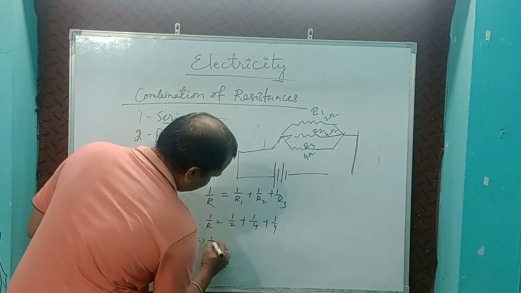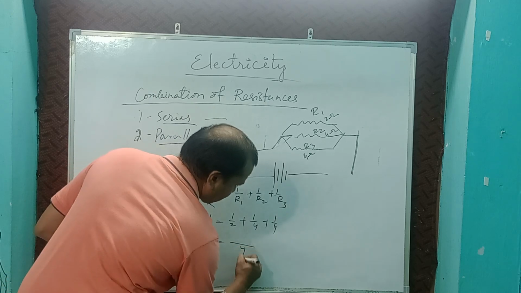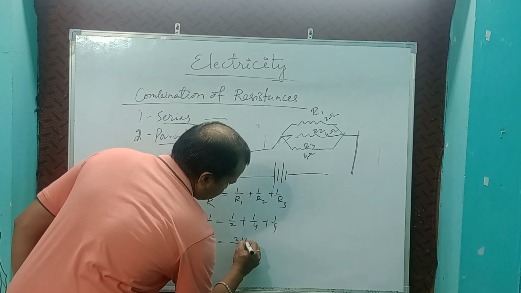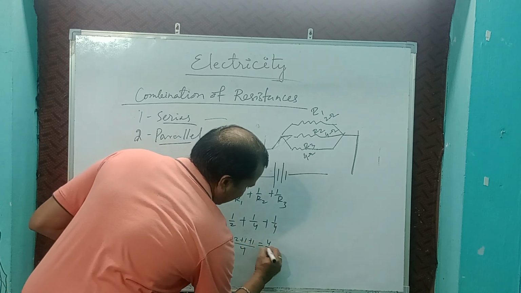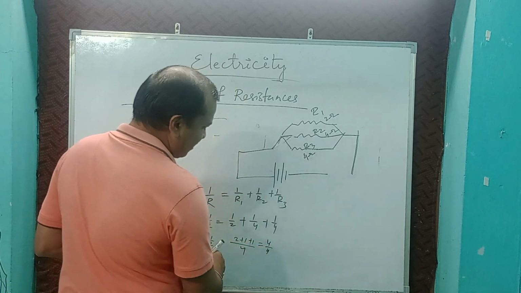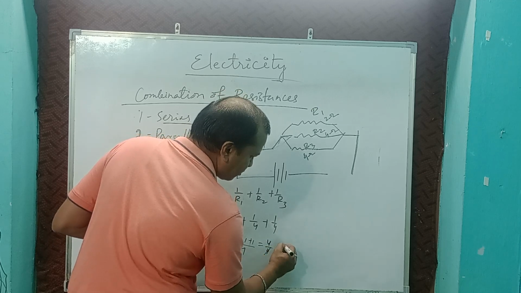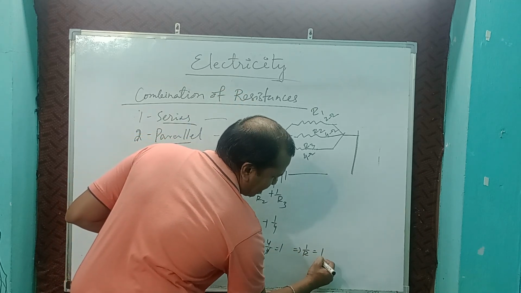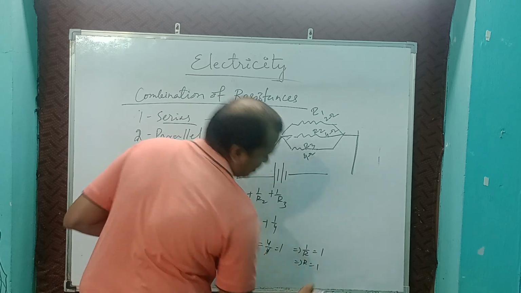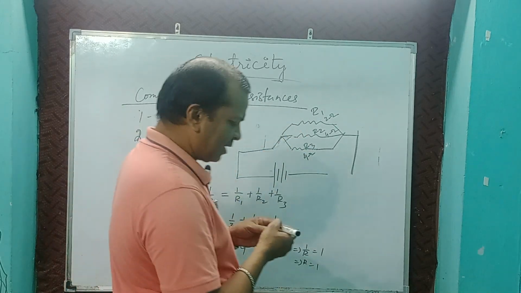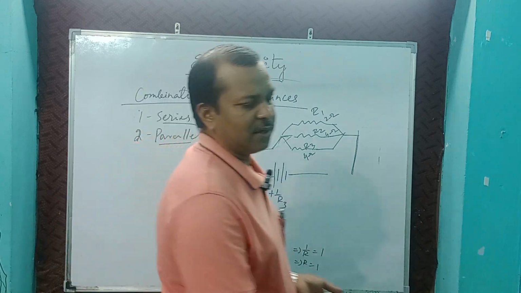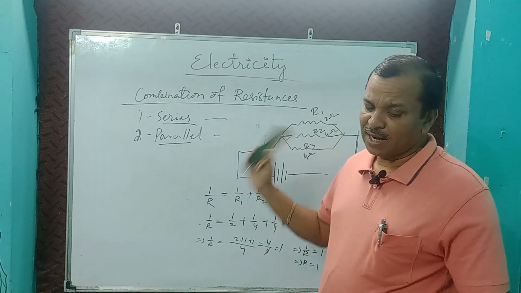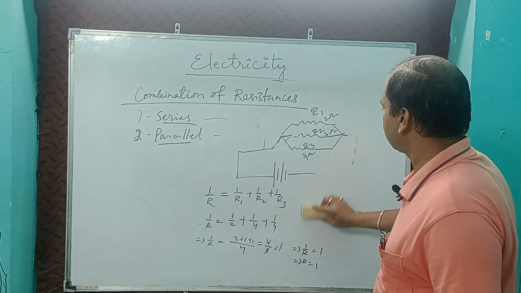So 1 by R is equal to, we will add this, 4 by 4. 1 by R is equal to 1. So R is equal to 1 ohm. Clear? Like this way, using this formula, we can find resistance in parallel as well as in combination. Clear?